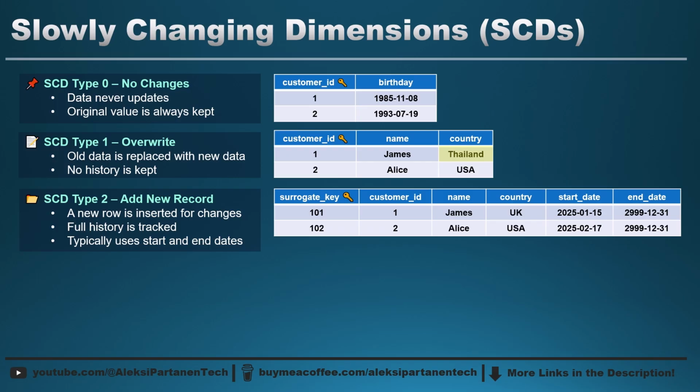There are many variations in how the change tracking can happen in SCD type 2, but one very typical way is to use start and end dates and maybe have a current flag that indicates is the row current or past version for easy filtering.